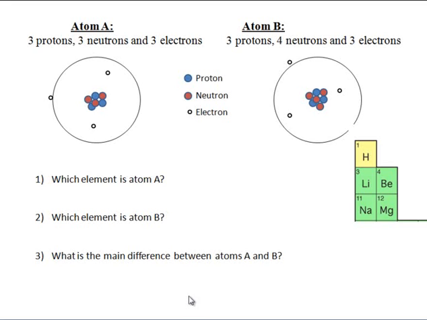And so the first question is, which element is atom A? And in order to answer that question, I had to look at the periodic table, because if you remember, the number of protons is what defines the element, because that is also the atomic number. So if you only see one number on a periodic table, that's the atomic number, and it's got 3, so it's got 3 protons, which defines it, so it is going to be lithium. Because atom B also has 3 protons, that will also be lithium. So the only difference between A and B is there are 3 neutrons for A and there are 4 neutrons for B. So that would be the number of neutrons.